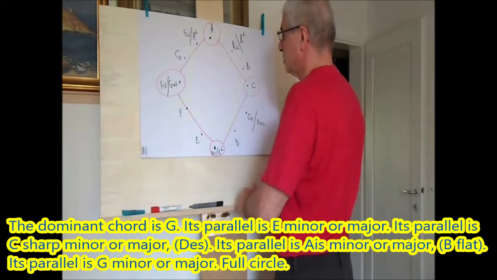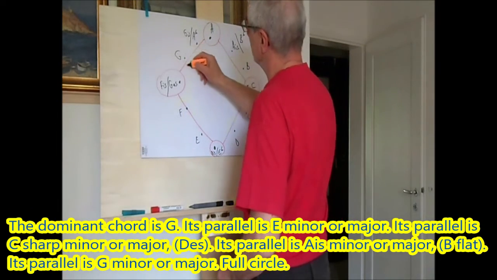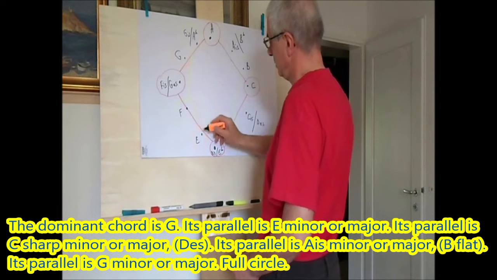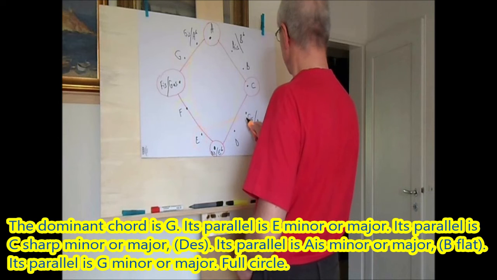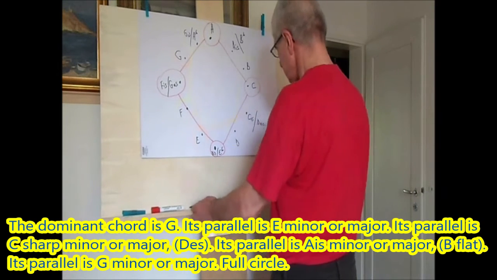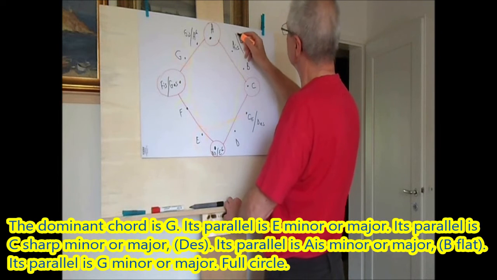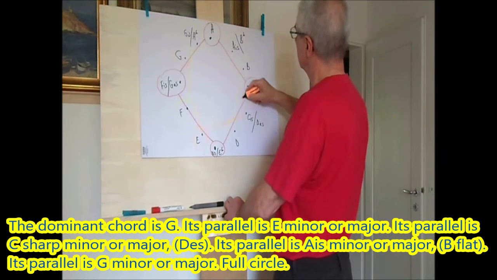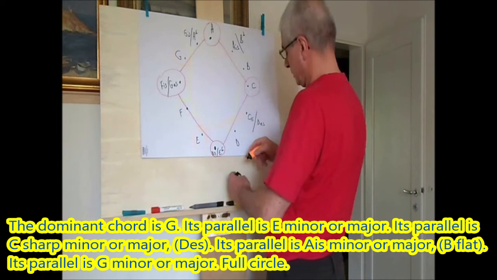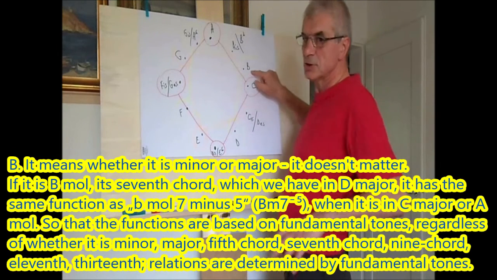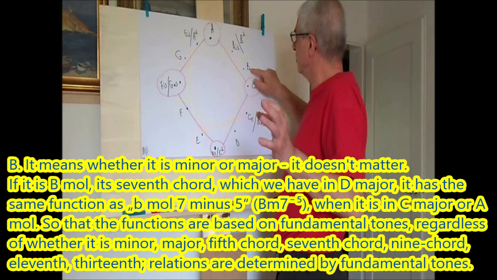The dominant chord is G. Its parallel is E minor or major. Its parallel is C sharp minor or major. Its parallel is A sharp minor or major, B flat. Its parallel is G minor or major. It means whether it is minor or major, it doesn't matter.